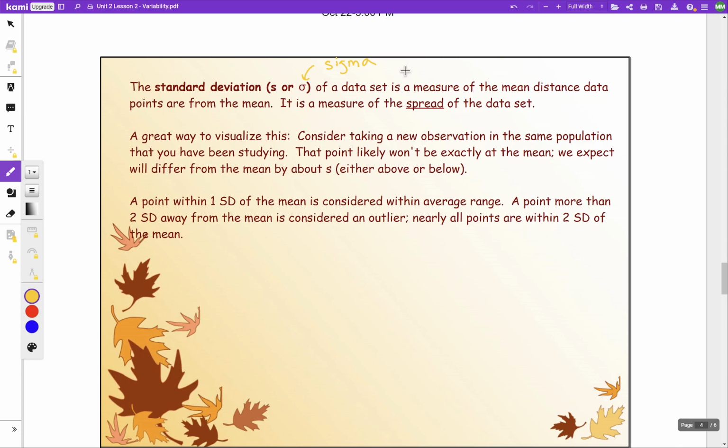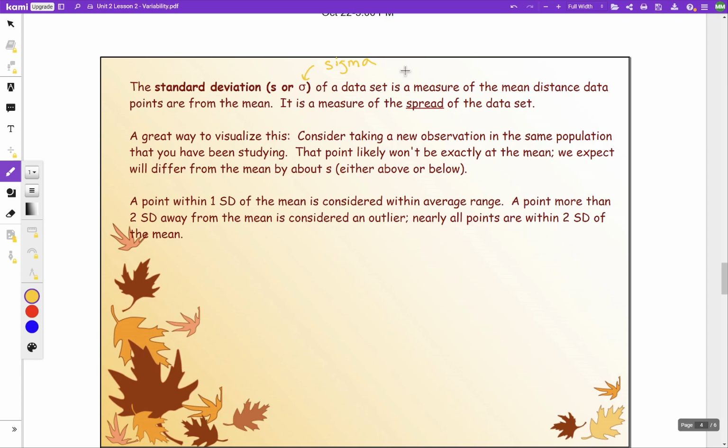So here's a good thing to kind of visualize. Consider taking a new observation in the same population that you've been studying. Okay, these kids taking an exam. We know the class average so far is a 73, but suppose that we take a new observation. A student who is absent takes the exam.